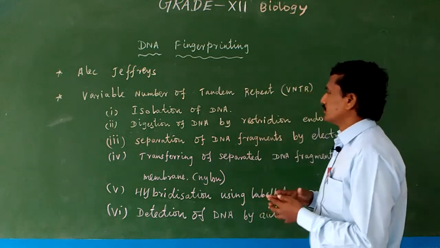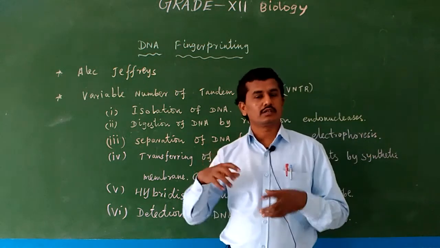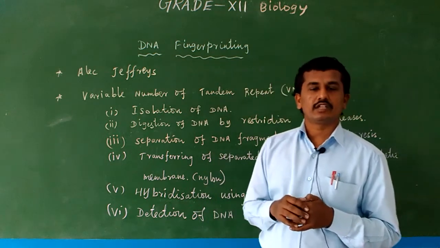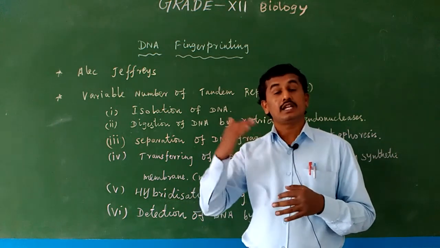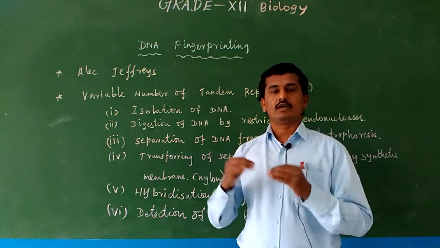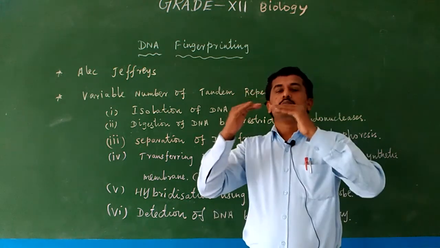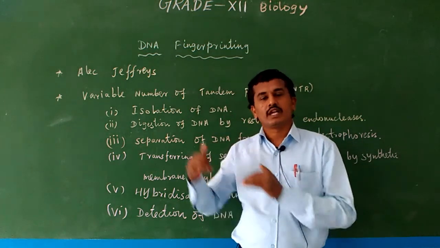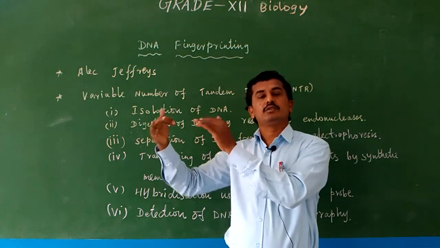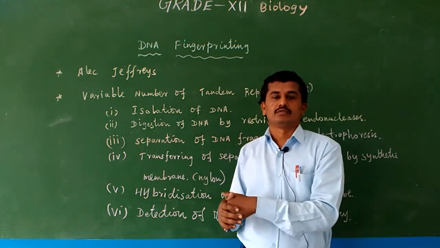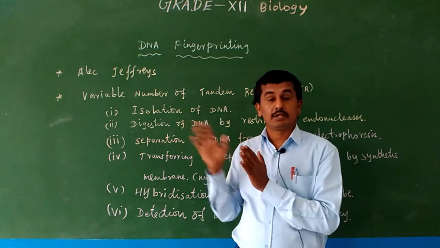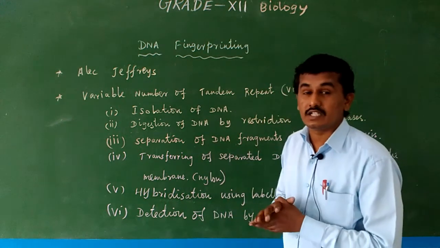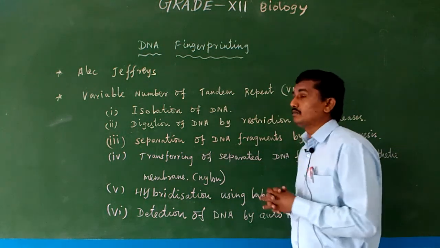Variable number of tandem repeats is the basis, because we know that chromosomes contain satellite DNA. In the satellite DNA, some DNA segments or base pairs are repeated n number of times. For example, in one person a particular base pair sequence is repeated more times, while in another person a different sequence is repeated a different number of times. That particular character is important for DNA fingerprinting. The characters are VNTR, variable number of tandem repeats.